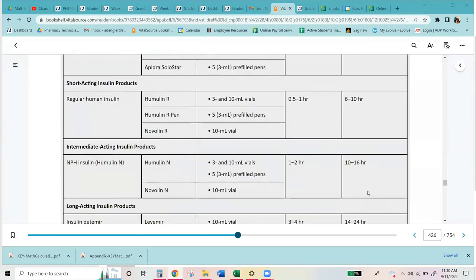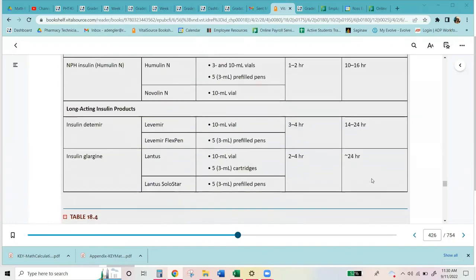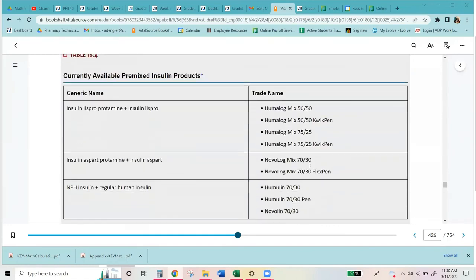and they stay in the system for about 6 to 10 hours. NPH insulin, which is intermediate acting, has an onset of action in about 1 to 2 hours and lasts in the body from anywhere from 10 to 16. Long-acting insulin has insulin detemir, which is Levemir, with a 3 to 4 hour onset of action and lasts for about 14 to 24 hours. Lantus, insulin glargine, has an onset of action in about 2 to 4 hours and it should last in the body 24 hours. And here's just a list of pre-mixed insulin products.